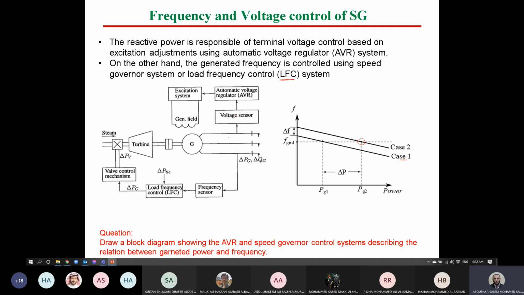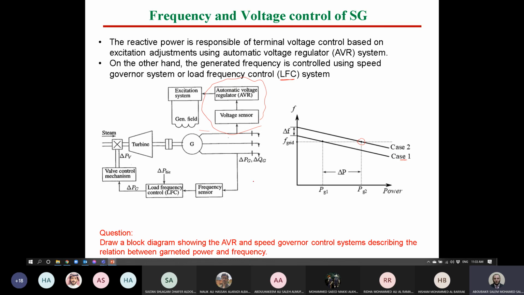By measuring the voltage, using any voltage sensors, guys, we can recognize if there is any drop in the voltage here. And based on that, the AVR system will control the excitation voltage in order to keep the voltage constant. So this part here is responsible for the AVR system. We sense the voltage magnitude, and based on that, we start controlling the excitation. So this is the AVR.